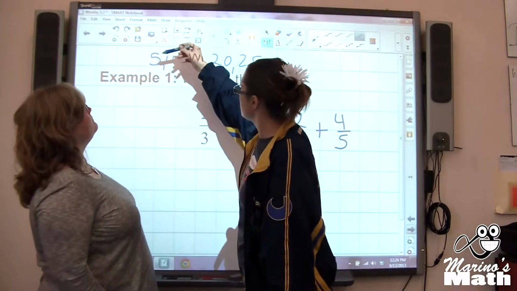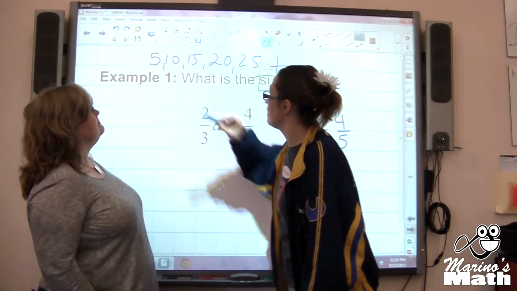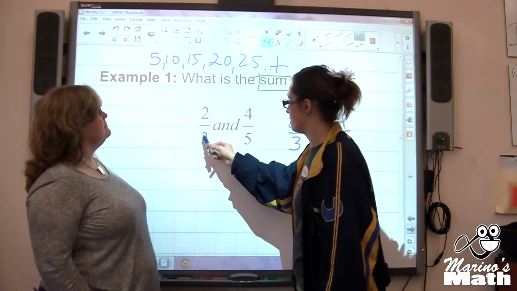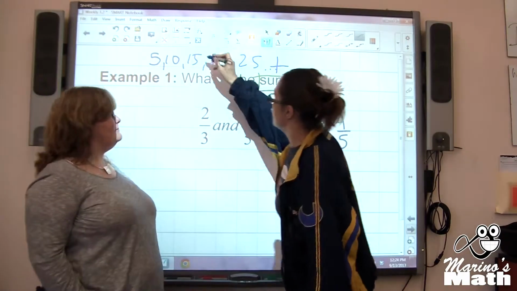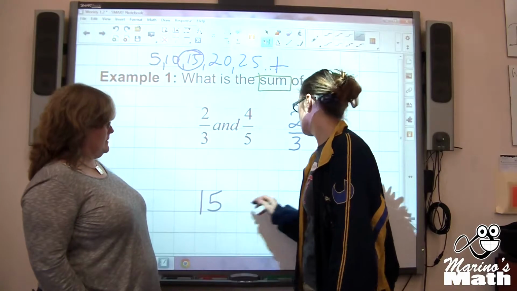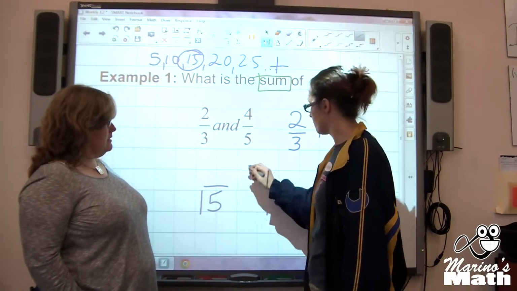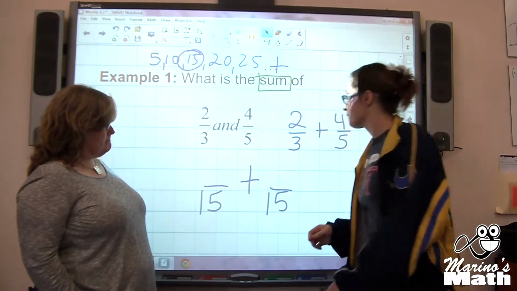So does 3 divide into 5 evenly? No. Does 3 divide into 10 evenly? No. Does 3 divide into 15? Yes. Then I circle that one so I remember. And now I know that these are going to be my new denominators. And we already figured out that we need to put a plus in between.